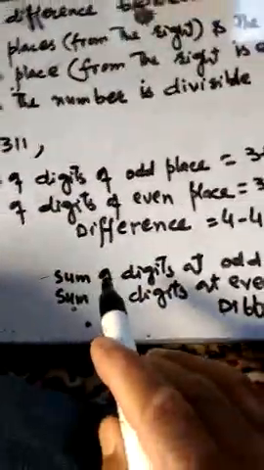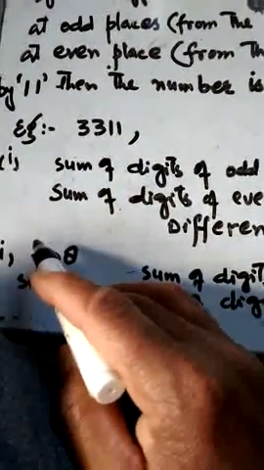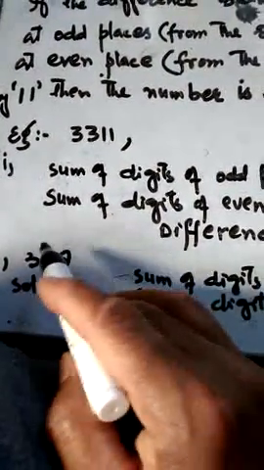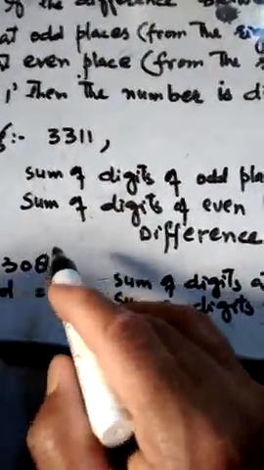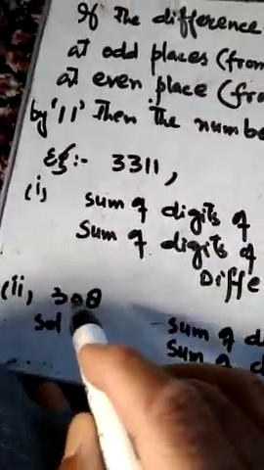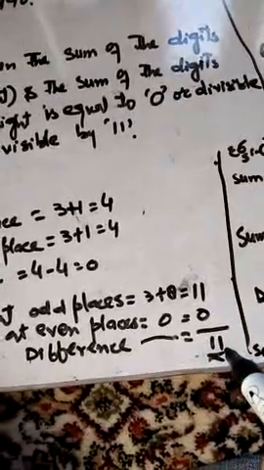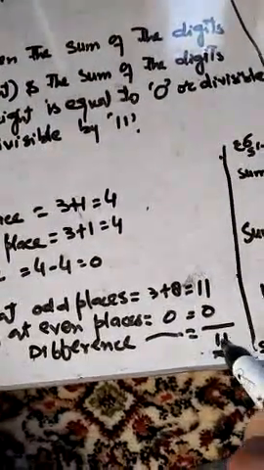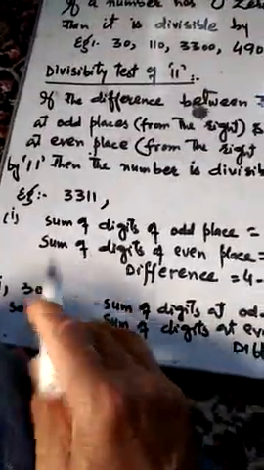Taking the second example, this is an odd place, this is even, this is odd. Taking the sum of the digits at odd places, that is 3 plus 8, which is 11. The sum of the digits at even places, here it is only 0, so it is 0. The difference is 11 minus 0, which is 11. This 11 is divisible by 11 itself, so we can say this number is also divisible by 11.